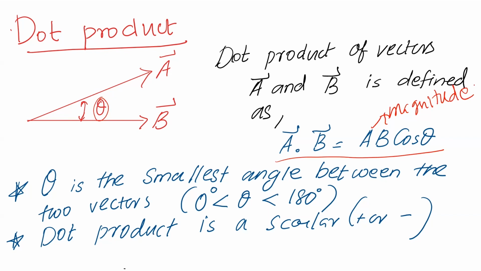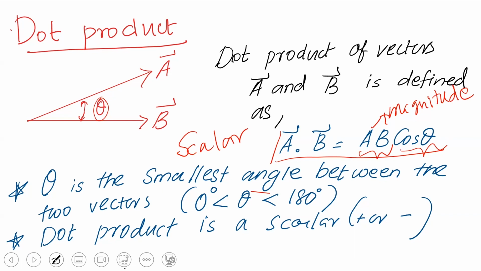The dot product is always a scalar. If you look at the equation, it is the magnitude of A and B, which are scalars, times cos theta, which is also a scalar. So the dot product of two vectors will always be a scalar.